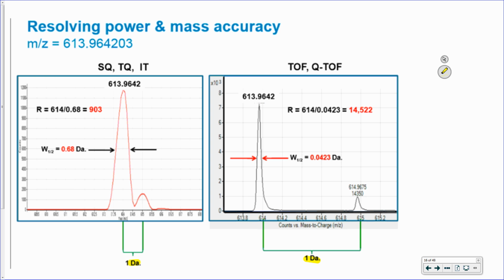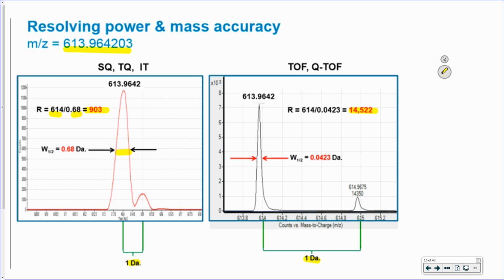Here are two different instruments. This is the same peptide. This particular peak has this exact mass. For the instrument on the left, you look at the resolution associated with it. You take the peak width at half height, divide it into the mass, and you get 903. That's not bad, but if you look at the instrument on the right, this is a QTOF instrument. We'll talk about that as we go on. Here is a resolution of 14,500.